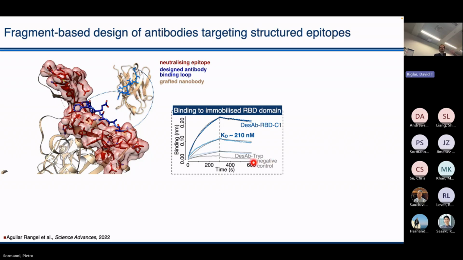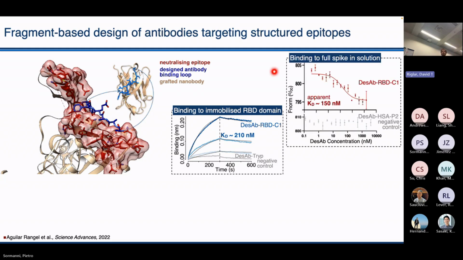In this case, that was designed to bind trypsin, so not designed to bind RBD, and it doesn't bind. We also confirm the binding in solution with another, similar negative control. We get comparable KD. This is just the receptor binding domain. This is the full spike.